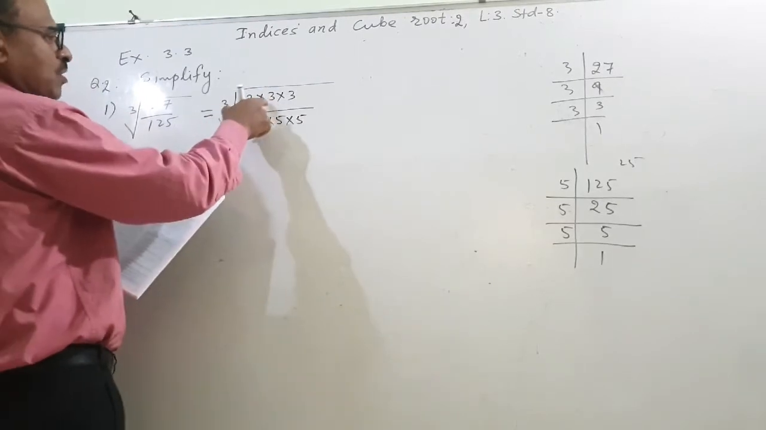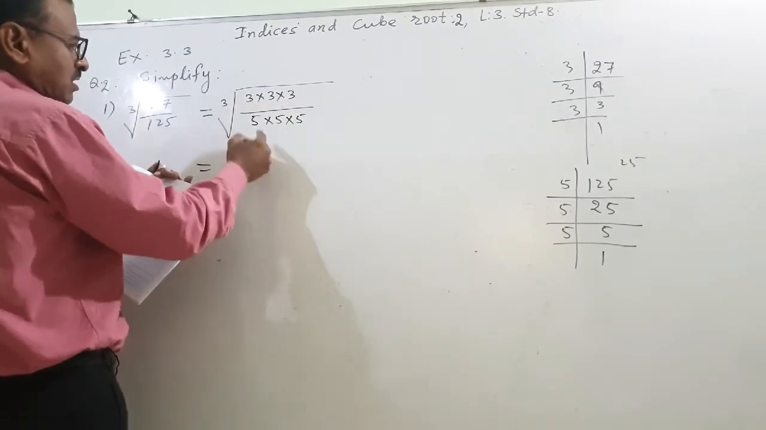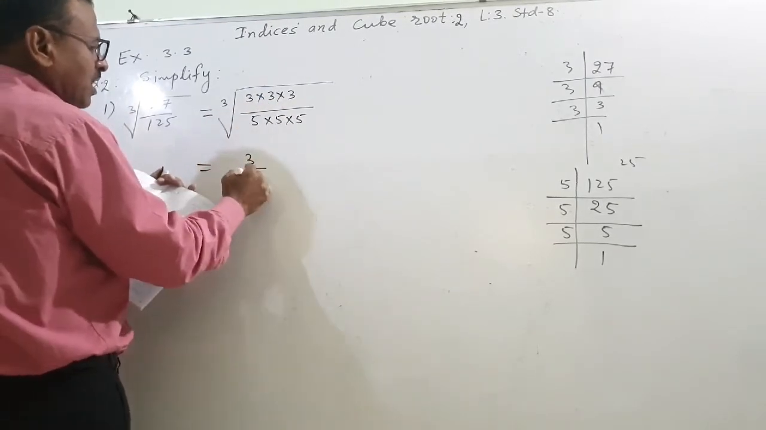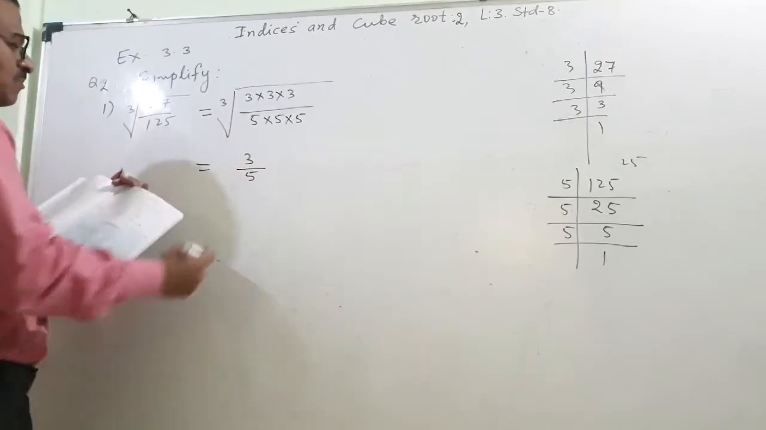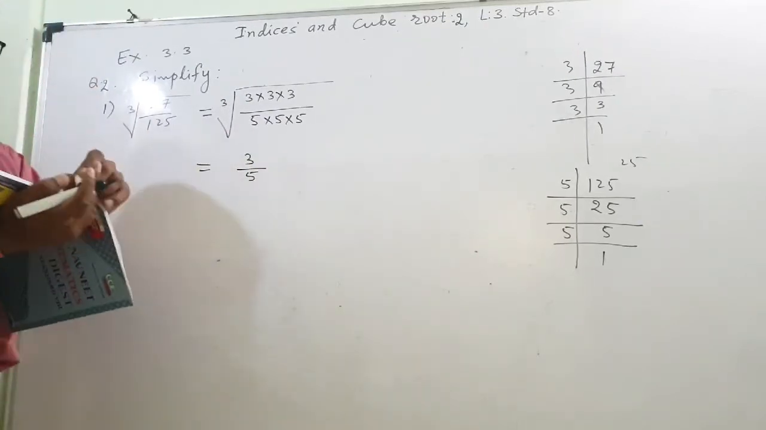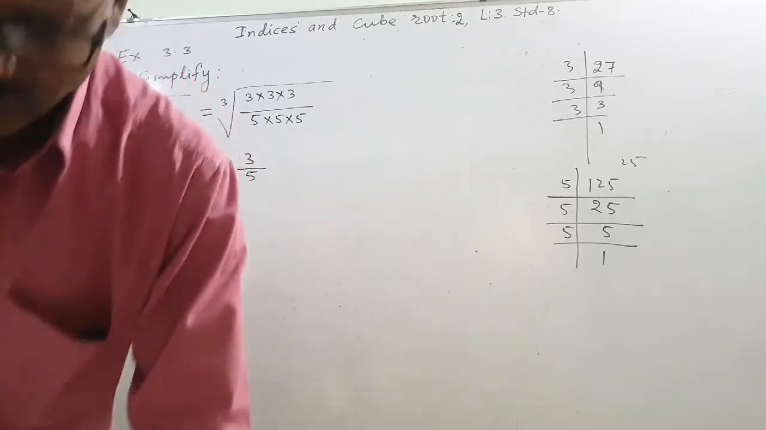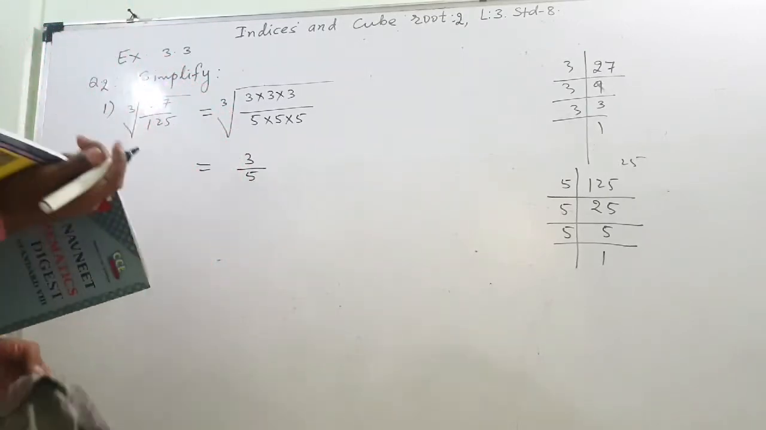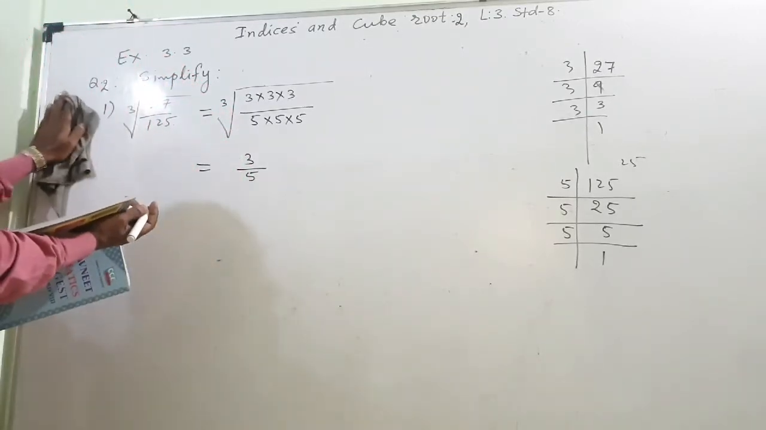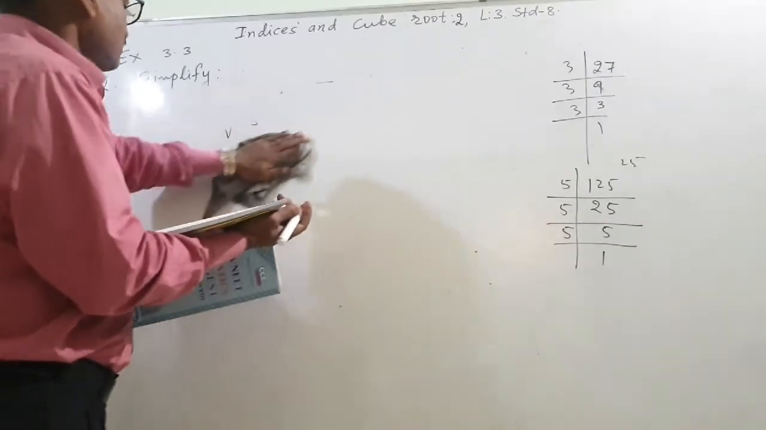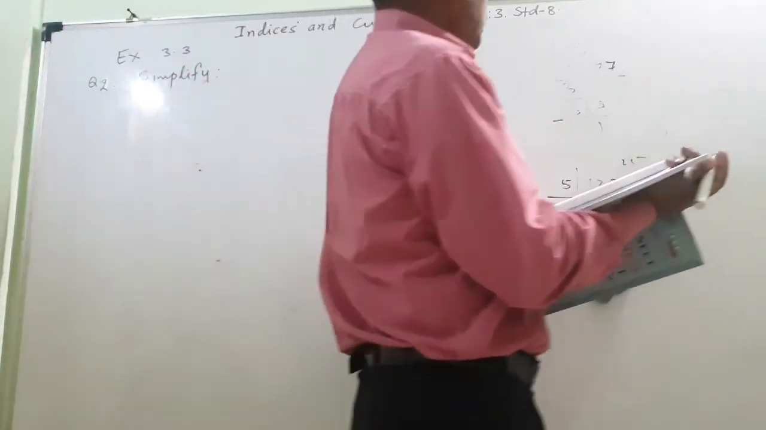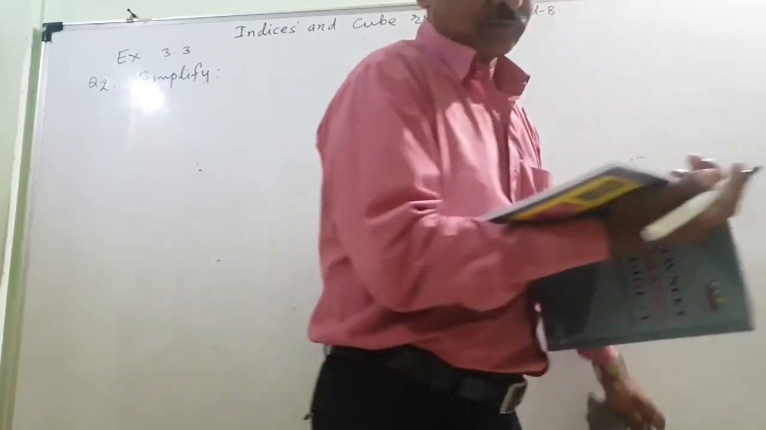So this is a group of 3, take 1 out, 3. This is a group of 3, take 1 out, 5. So the simplification is 3 upon 5. Hope that you have understood this. Don't go according to the digest method. This is the textbook method, you go according to this.